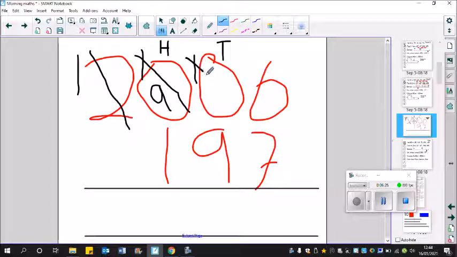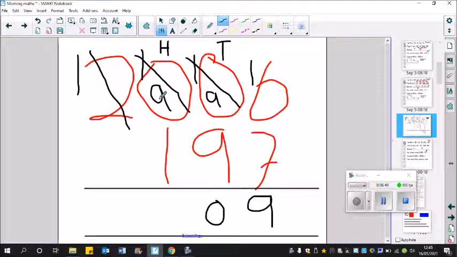So let's cross that off, and let's put a 9 just there, and I put a 1 there. So we've got now 1 and a 6. So 1 and 6 is 16. 16 take away 7 is 9. There we go. And then 9 take away 9 is of course 0.